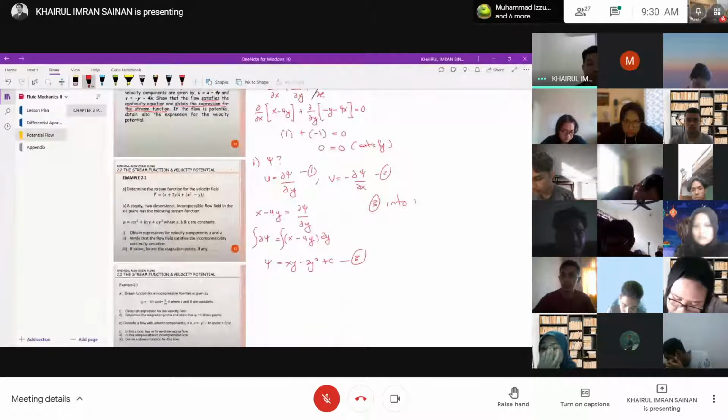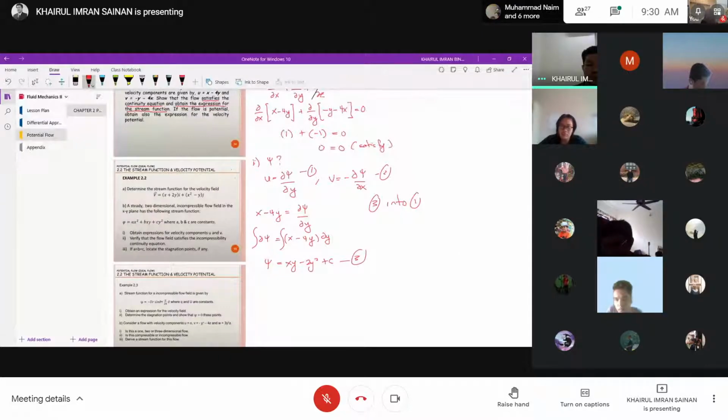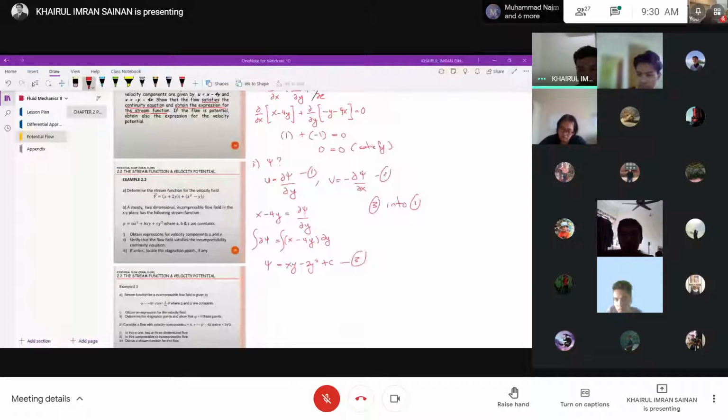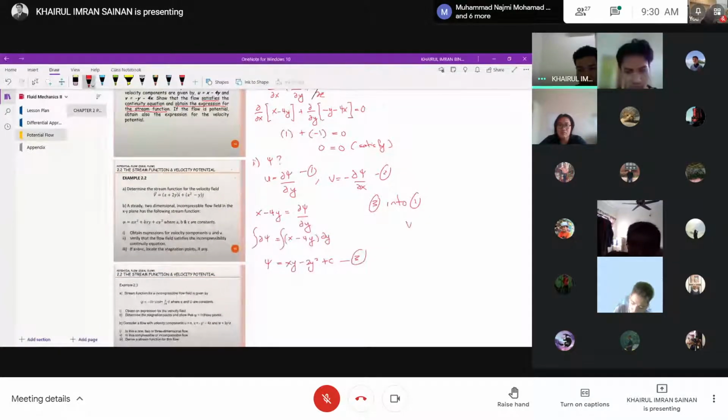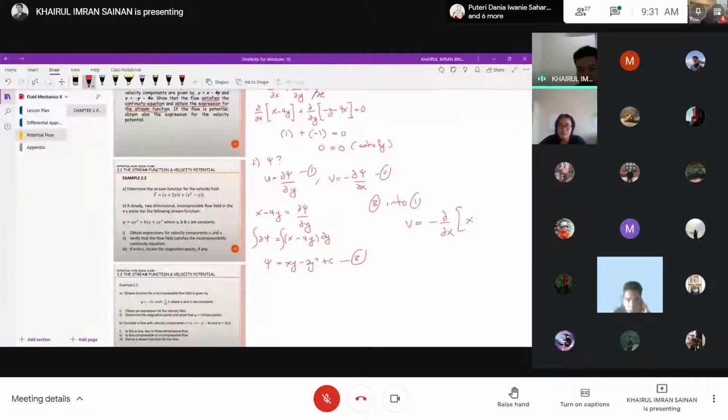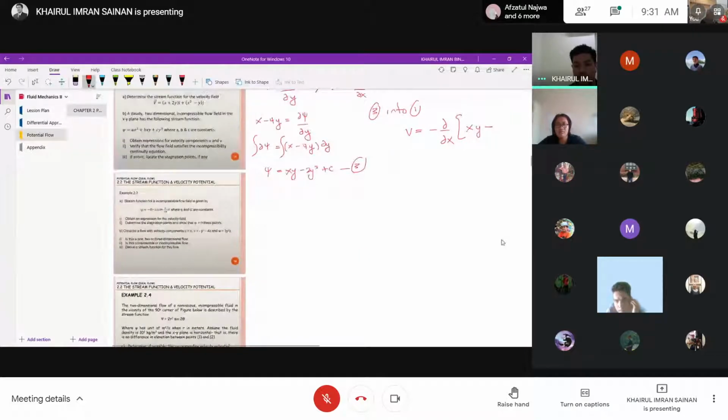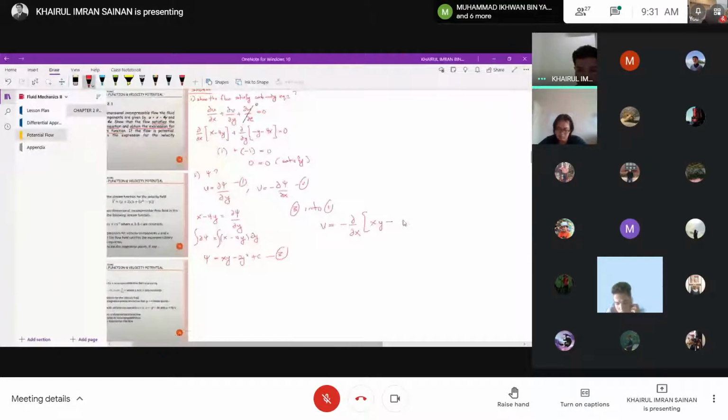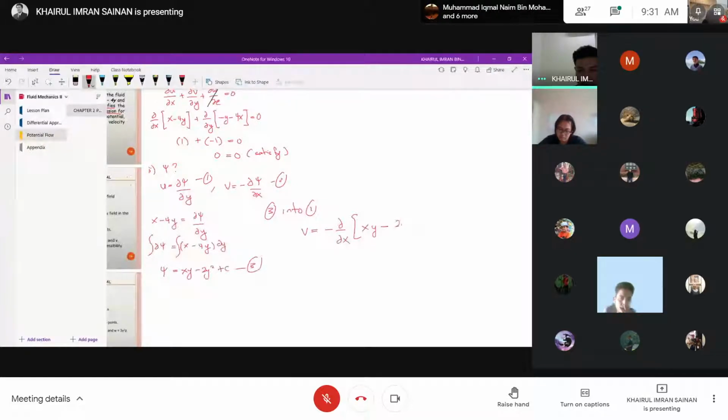Now v equals negative del over del x of xy minus 2y squared plus c, right? So now is the time for you to put in the v. Okay, v is negative y minus 4x. Negative y minus 4x equals negative del over del x of xy minus 2y squared plus c.